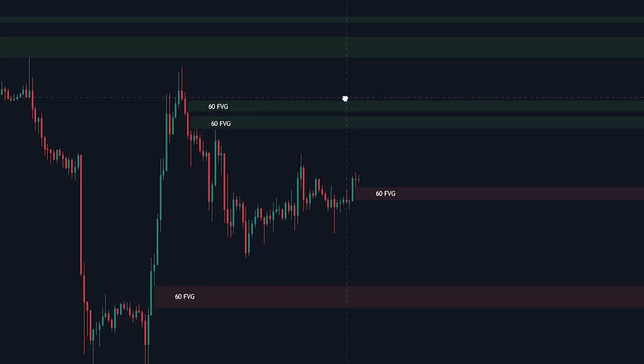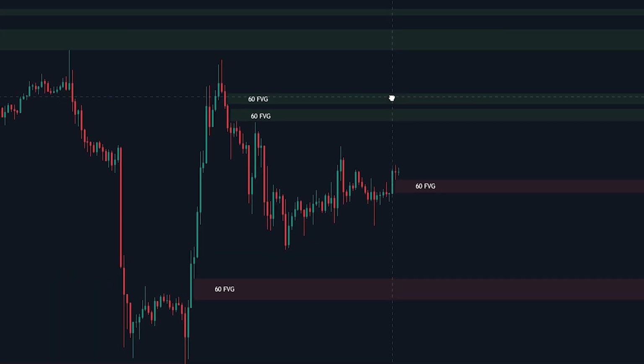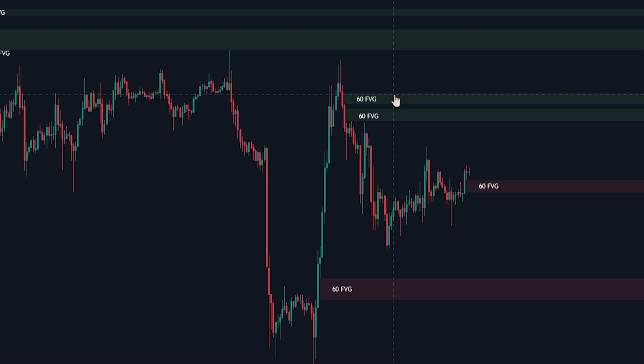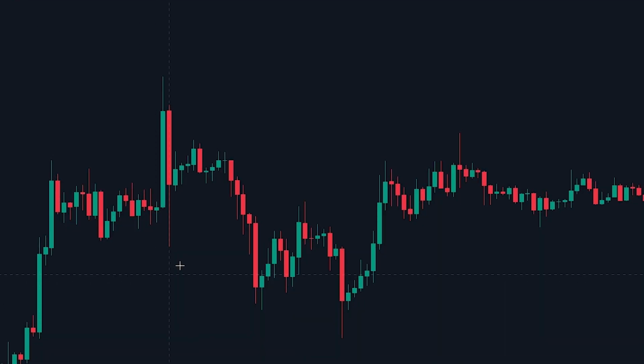As you can see, the indicator shows fair value gaps that haven't been filled yet, allowing us to easily spot unfilled gaps. A concept that is similar to and involves fair value gaps is the balanced price range. A balanced price range occurs when there is a rapid and forceful upward movement in price, followed immediately by a sharp downward movement, or vice versa, where a steep decline is followed by a swift upward surge. Here we can see an example of this.